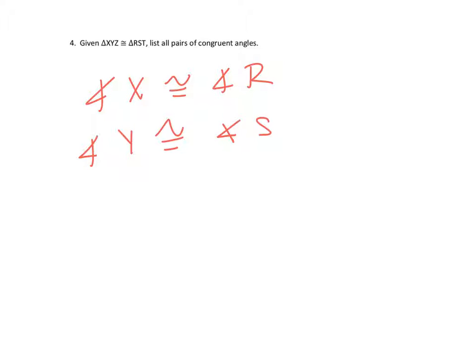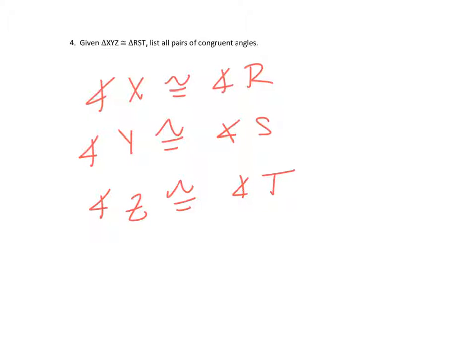Alrighty, this one, don't even have to draw a picture. We have XYZ, RST, all pairs of congruent angles. Remember, order matters. So angle X matches angle R, right? They're congruent. Angle Y is congruent with angle S, and angle Z is congruent with angle T. And if you do it right, you get XYZ, RST, same order.